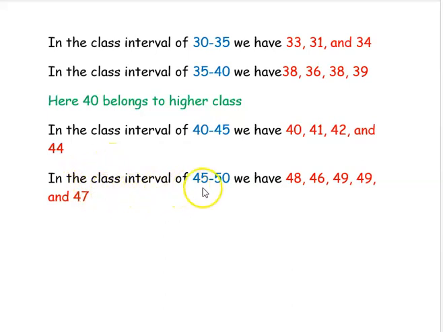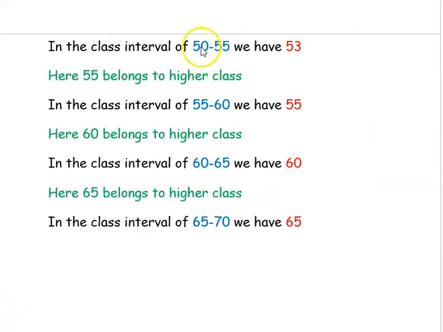Next we move to the class interval 45 to 50. From the given data, 48, 46, 49, 49 and 47 are the values that lie between 45 and 50. The next class interval is 50 to 55. We have 53 in this interval.